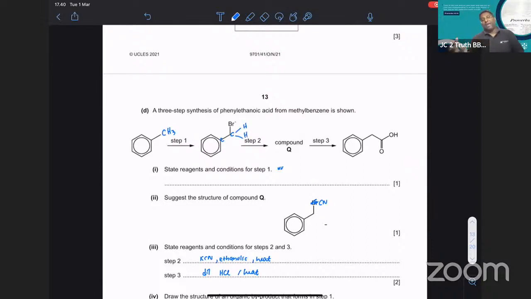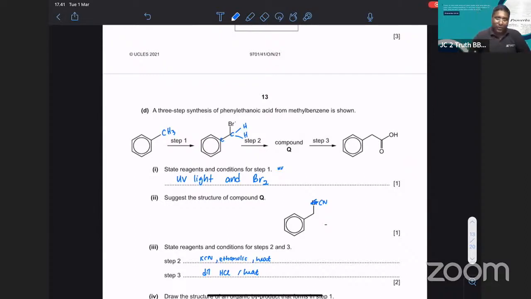The only way to have the H substituted by Br, in step number one, is to use UV light. This is free radical substitution. The reagent is Br2, and then you use UV light, and you get the free radical substitution that you have over there.